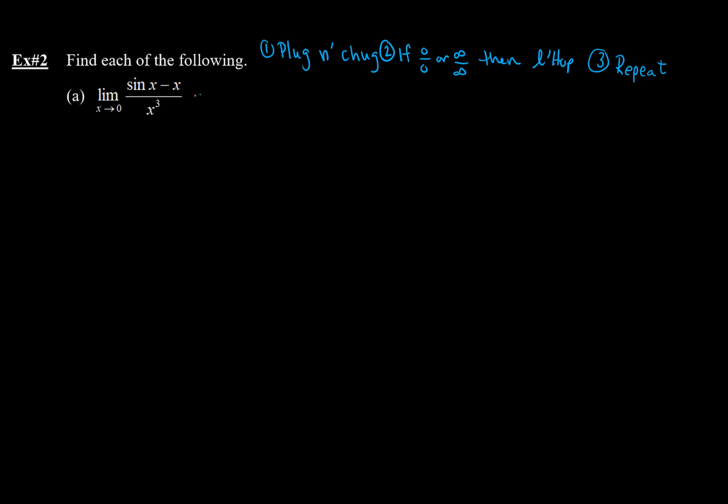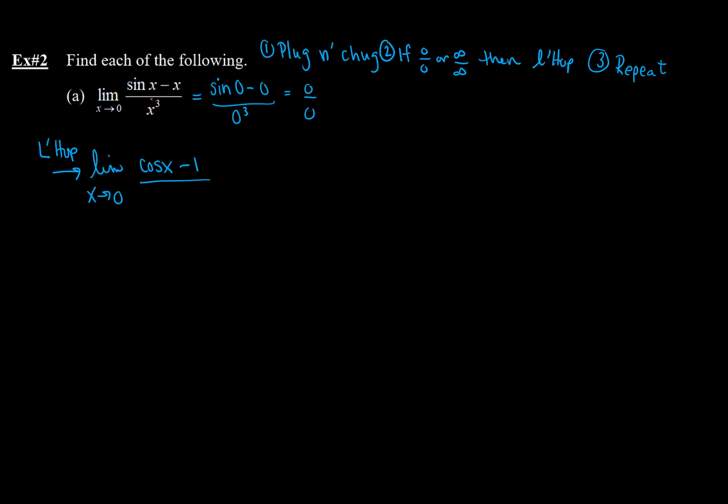First thing I'm going to do is plug in 0. So here I have sine of 0, not sine of theta, sine of 0 minus 0 all over 0 cubed. And that gives me 0 over 0. So I'm going to use L'Hôpital's. The limit as x approaches 0, I take the derivative of the top. So I'm going to have the cosine of x minus the derivative of x, which is 1.